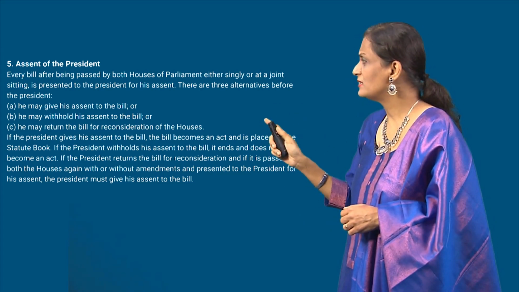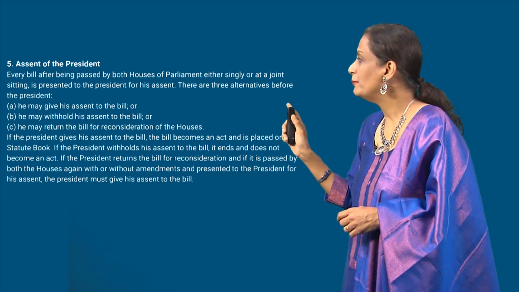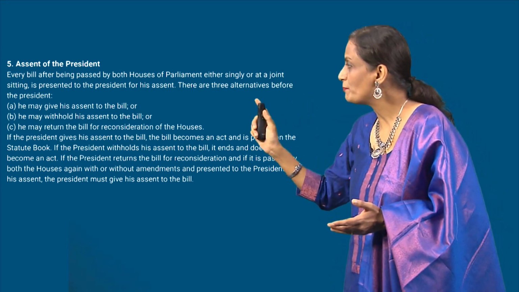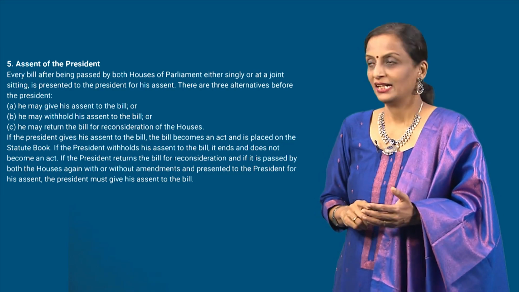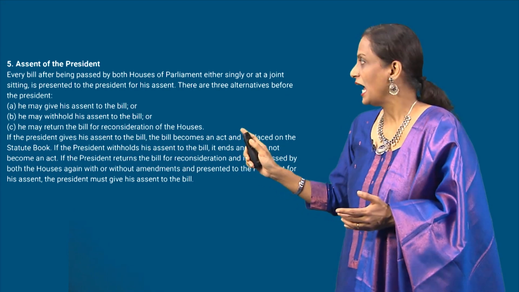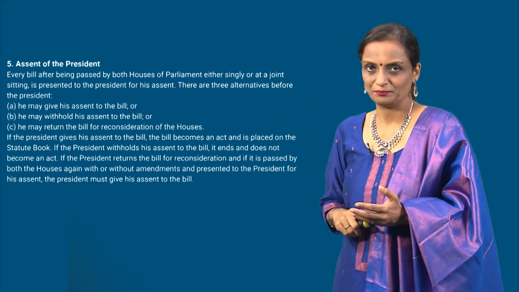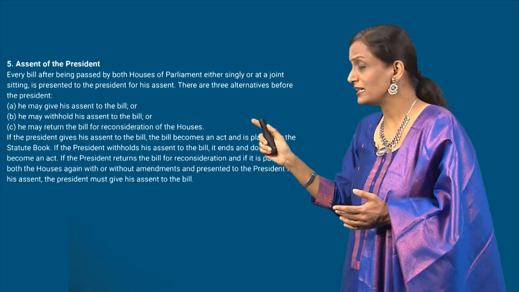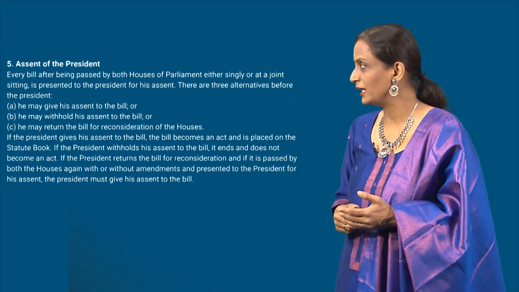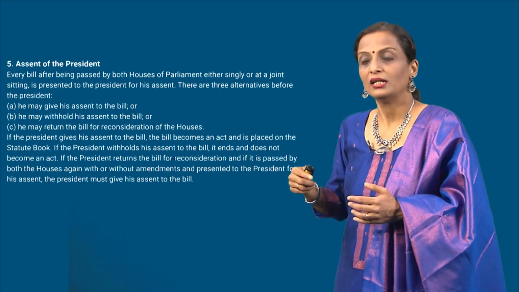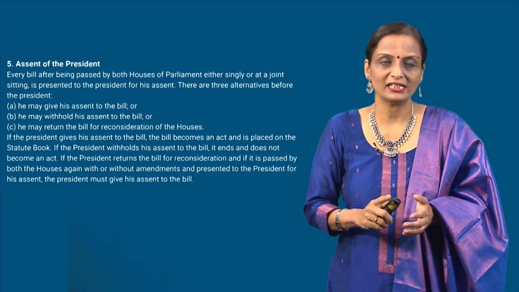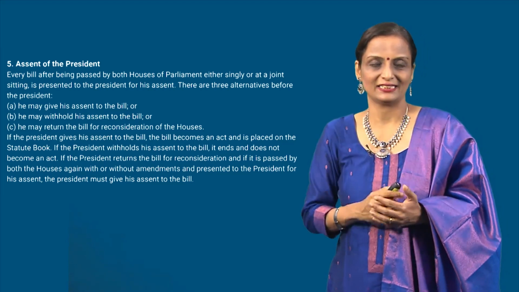If the President gives his assent, the bill becomes an act and is placed in the statute book. On the other hand, if the President withholds his assent, the bill ends and does not become an act. And if the President returns the bill for reconsideration and it is passed by both the houses of the Parliament with or without amendment and presented to the President, then it is imperative that the President should give his assent.